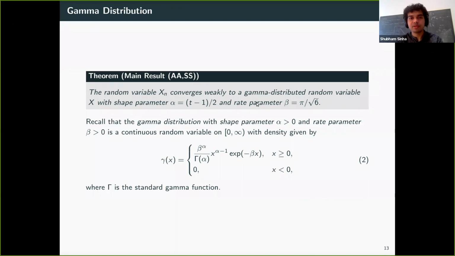So what is this gamma distribution? It is simply given by the density function, some power of x times the negative exponential of x, up to some constants, where beta and alpha are the constants given here. Here gamma is the usual gamma function. Note that we are talking about weak convergence, and for some simple reasons, there is no hope, at least straightforwardly, for any better convergence than this.